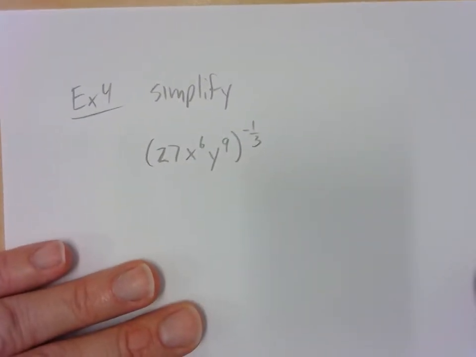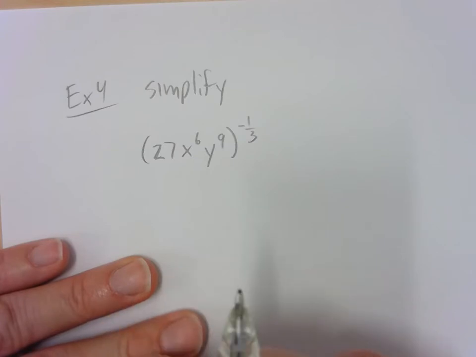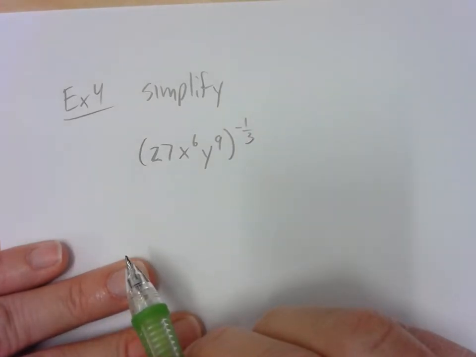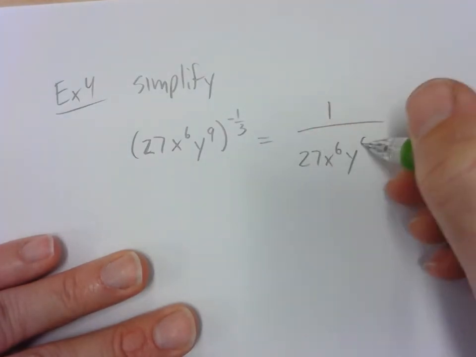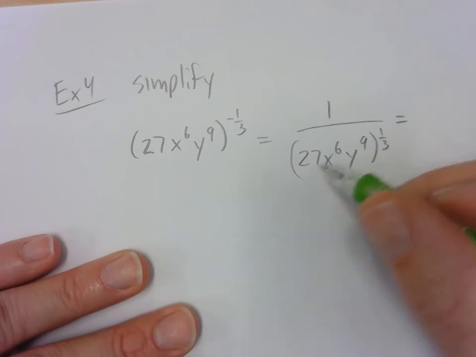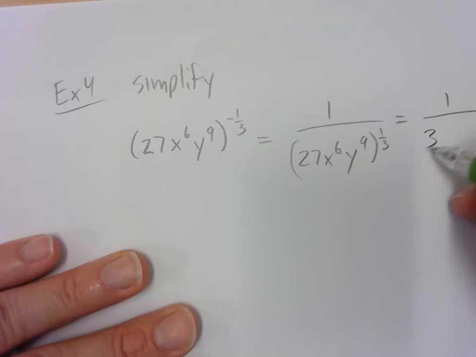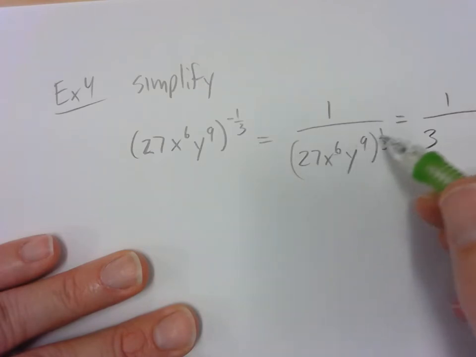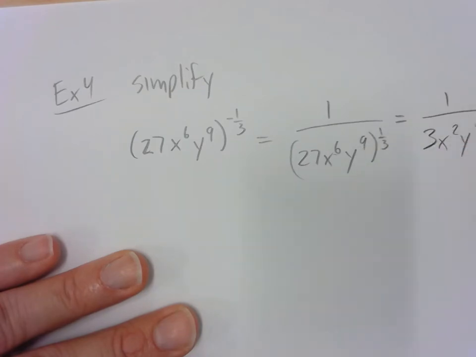Okay, and the last example that I'm going to do is I'm going to simplify this. This would be an actual expression because it has the variables in it. And again, we're going to cross the line, change the sign. So we get 1 over 27x to the 6th, y to the 9th, to the 1 third power. So everything in here is to the 1 third power, or the cube root of everything, essentially. So it's 1 over cube root of 27, because that's what the index is, 3, raise it to the first power, so it's 3. When you have an exponent raised to an exponent, it's 6 times a third, so you're going to get x squared, and then the same thing, y. 9 times 1 third is 3.